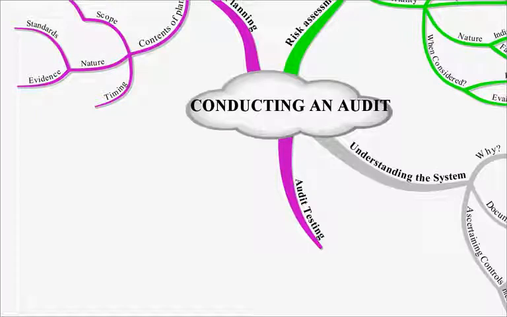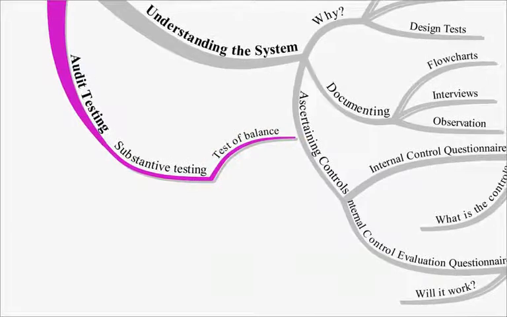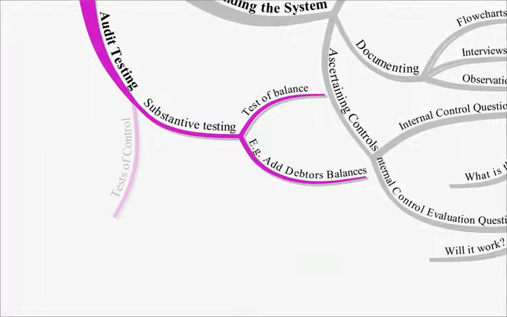So we then need to move on to testing the system. There's two types of tests. The first type of test is substantive testing. Substantive testing is the testing of a balance rather than the testing of a control. For example, you might add up all the debtors' balances and check that it comes to the same figure as the financial statements. That's substantive testing.